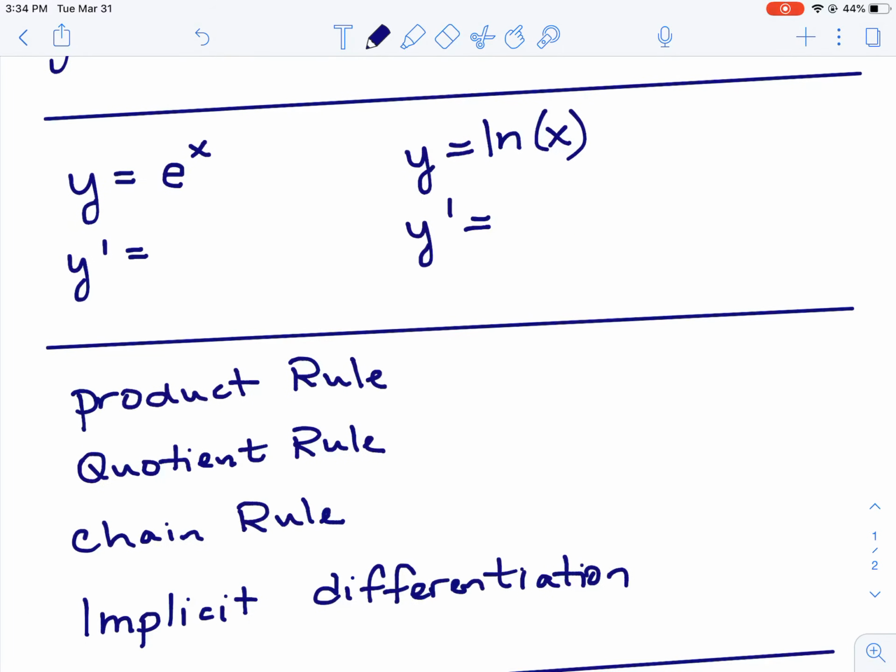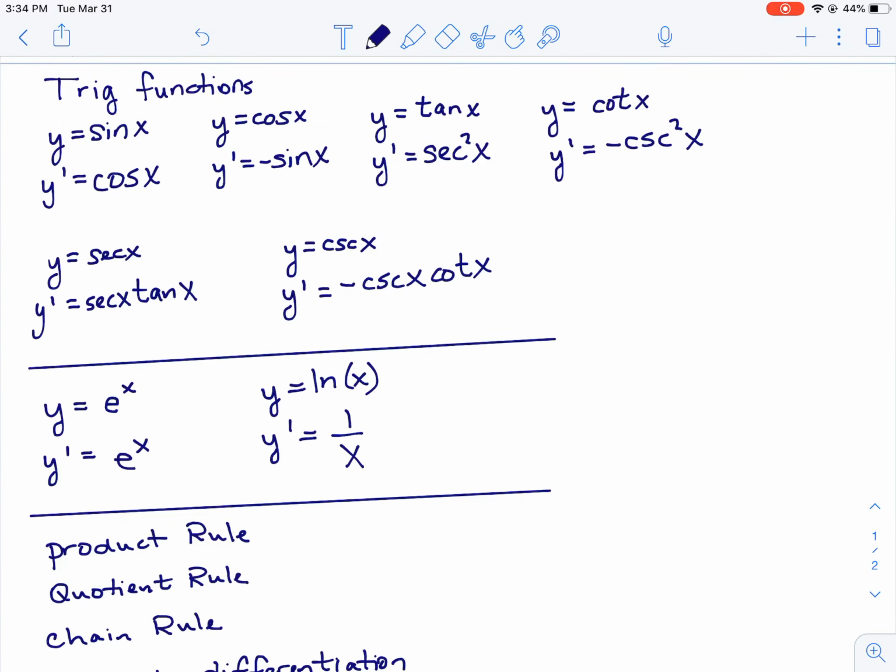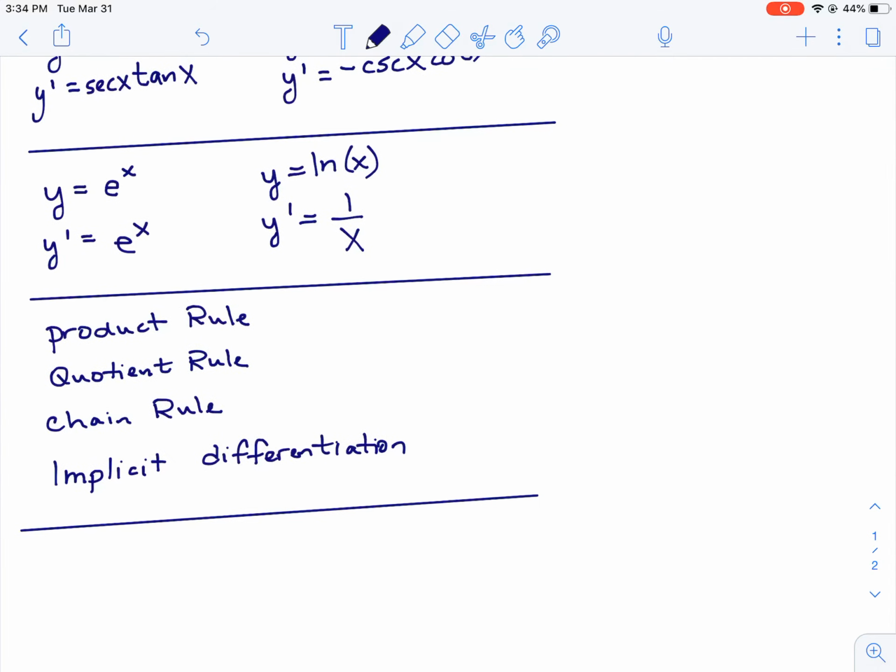The derivative of e to the x is another important one. That one is super easy. That's just e to the x. The derivative of the natural log of x, ln x, that's 1 over x. All right, so those are the 8 that you need to know, that you need to be able to tell me without any trouble. Make sure you spend some time memorizing them.